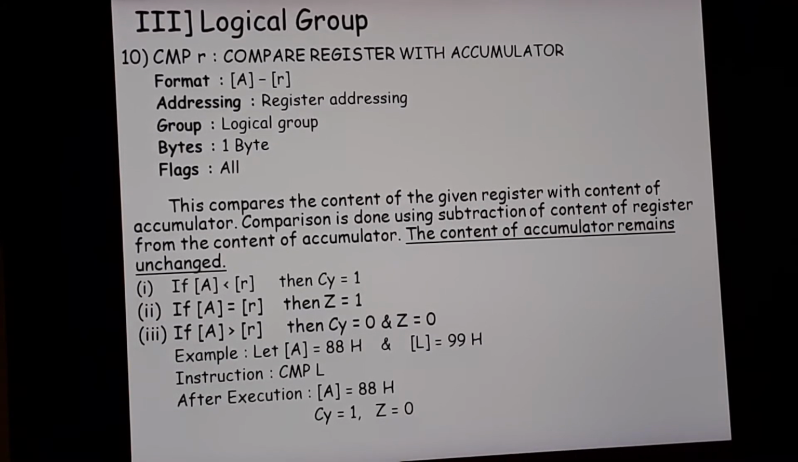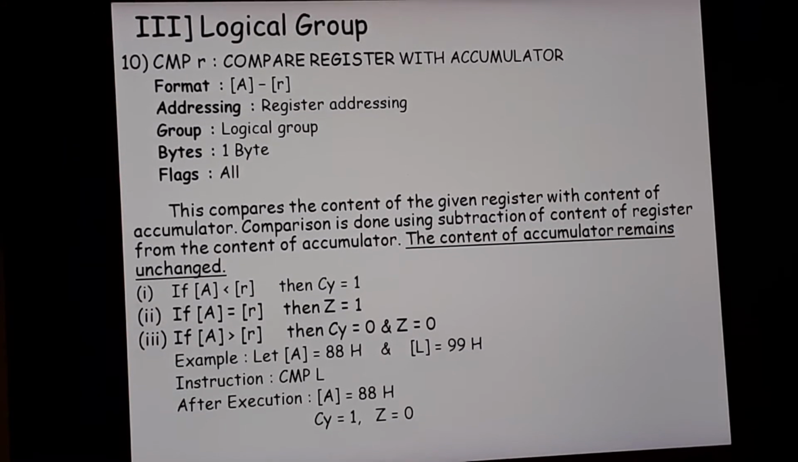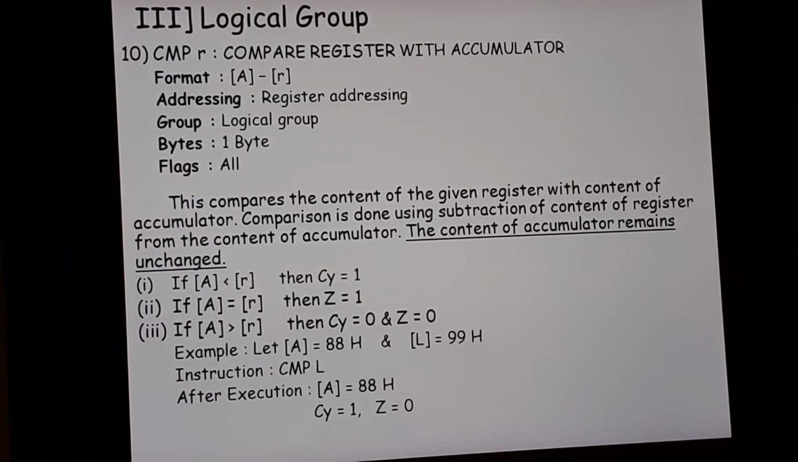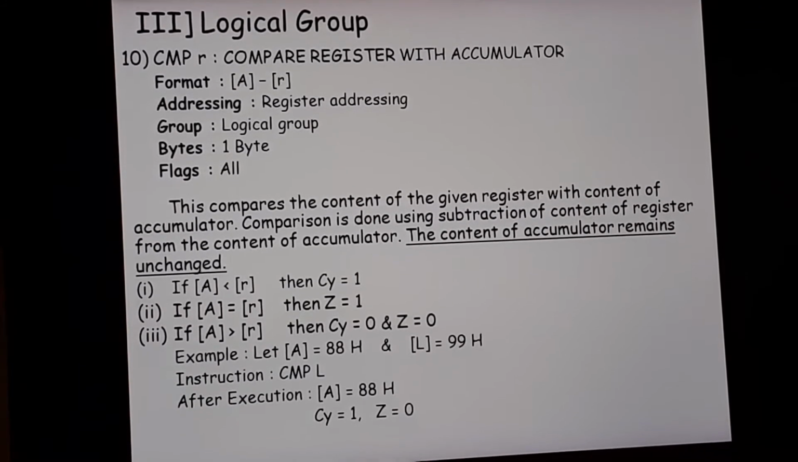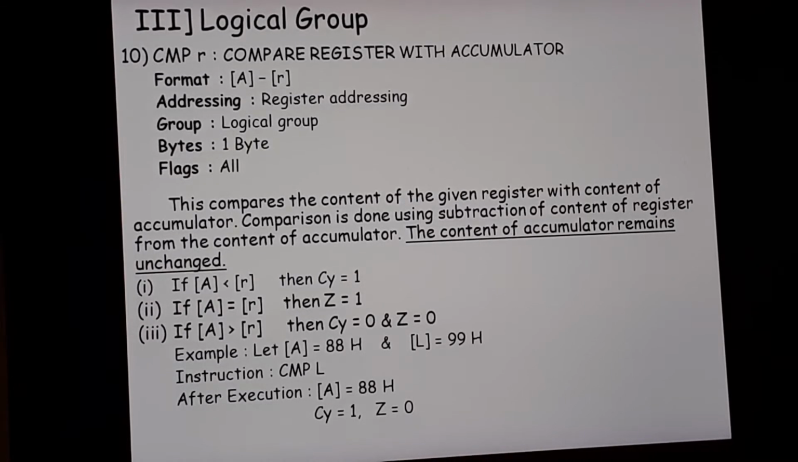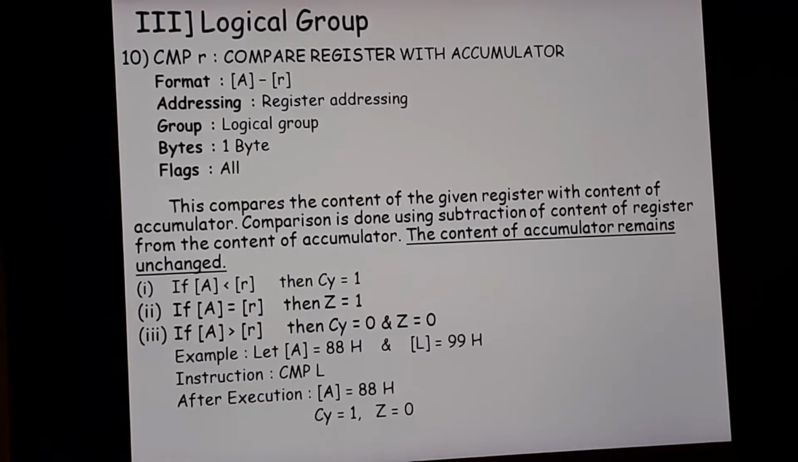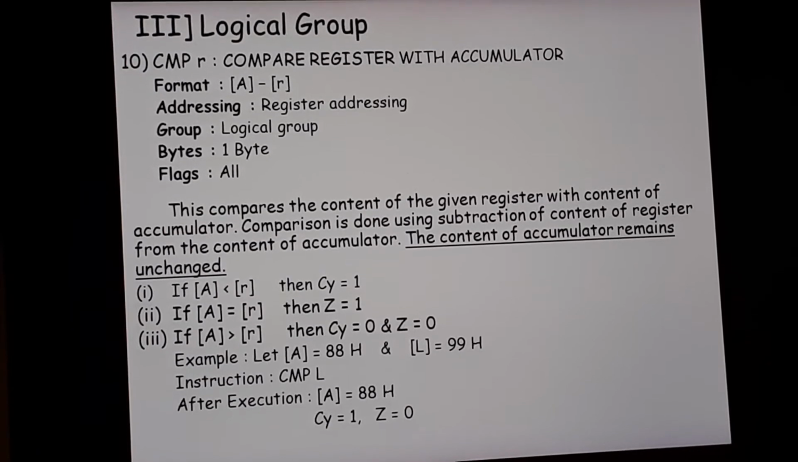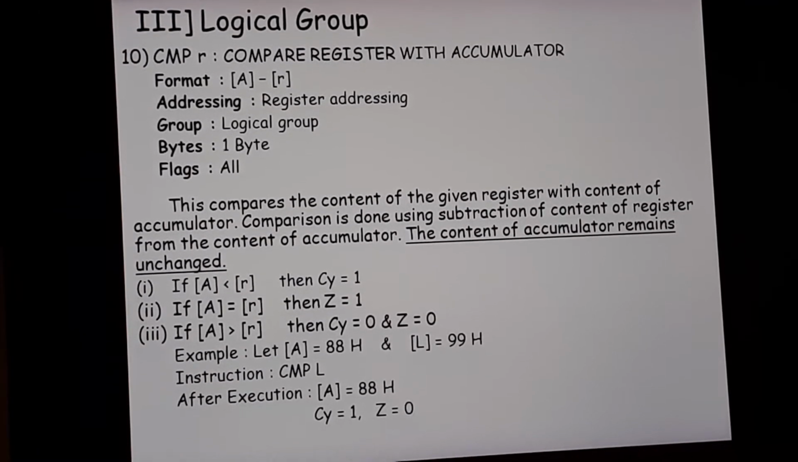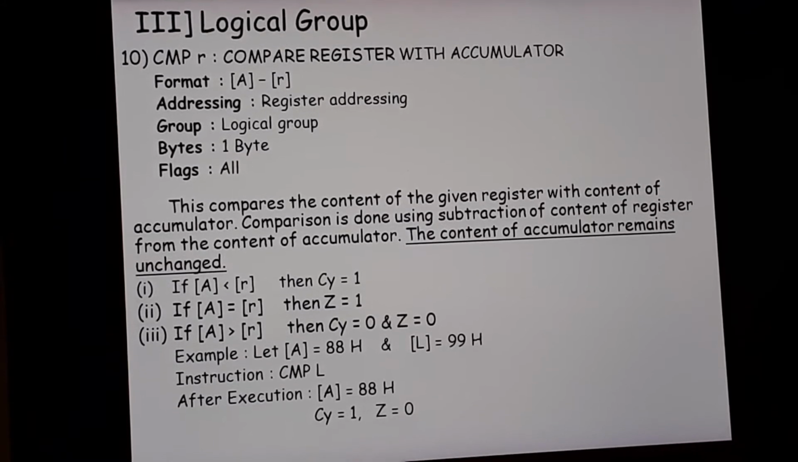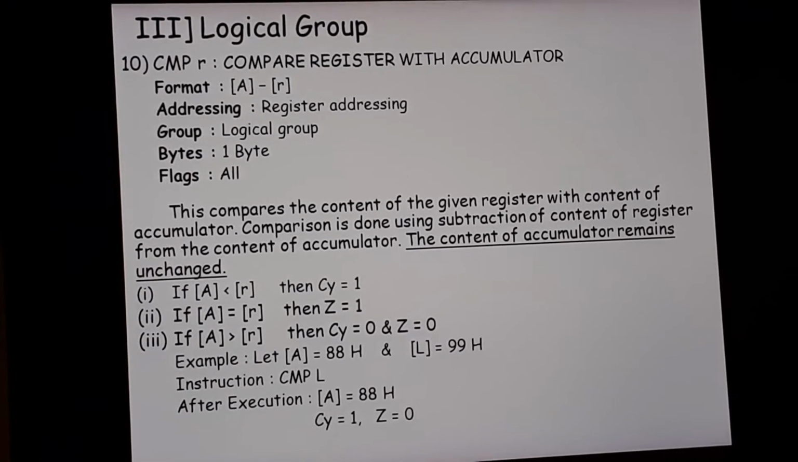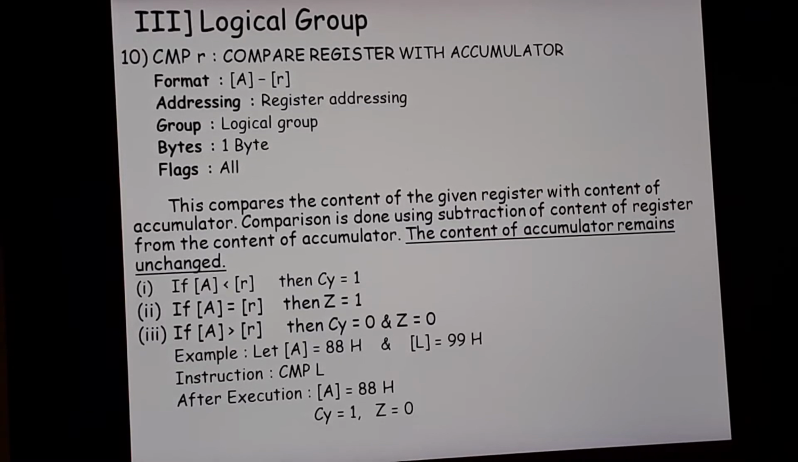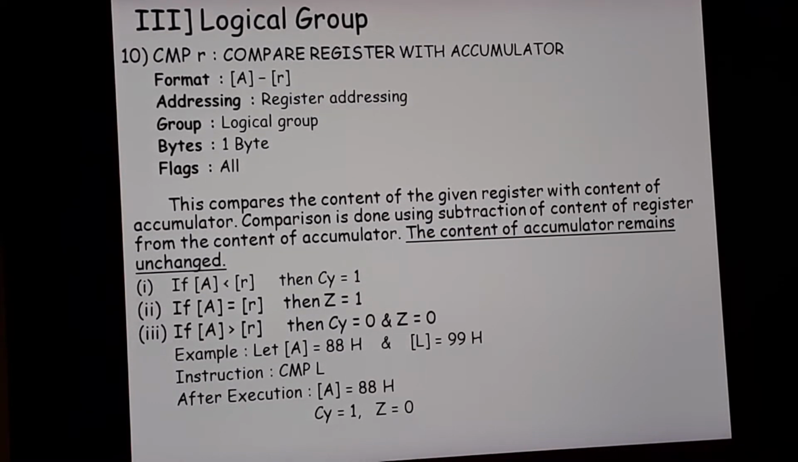So this compares the content of the register with the content of the accumulator, but for that comparison you need to do the subtraction. That is, the content of the register is subtracted from the content of the accumulator, and the accumulator content remains unchanged. Now there are 3 rules. See how it does. Okay, there are 3 rules that you need to learn. Number 1, the first rule is, if the accumulator content is less than the register content, then the carry flag will get set to 1, that is CY is equal to 1. That way you will write it.